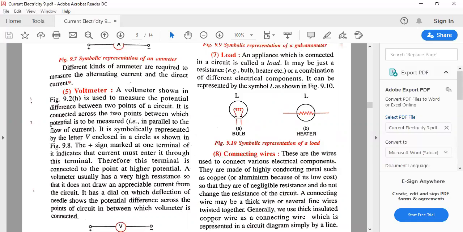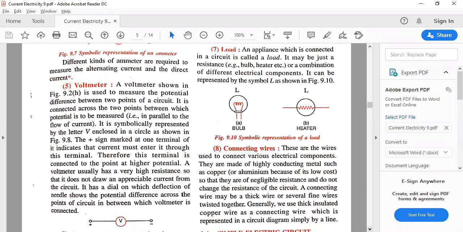So basically it is made up of copper and aluminum. Okay, so copper is actually providing negligible resistance, but copper is very costly. So normally we use aluminum. Okay, so aluminum is used because of the low cost. It can come as an exam point, matlab give reason. Okay, and it does not change the resistance of the wire of the circuit.